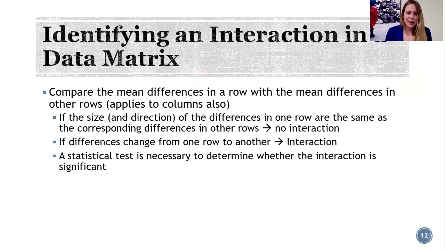So to identify an interaction in a data matrix, we need to look to see if the size and direction of the difference in one row is the same as the corresponding difference in the other row. If they are the same, then this would suggest that there is no interaction, that those main effects are working independently of one another. If that difference changes from one row to another, like we saw in that last example, then that would suggest that there is an interaction. And we would need to do stats to see if that interaction and those main effects really are statistically meaningful.